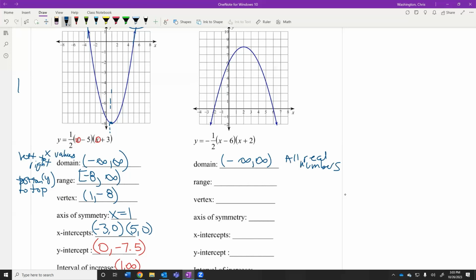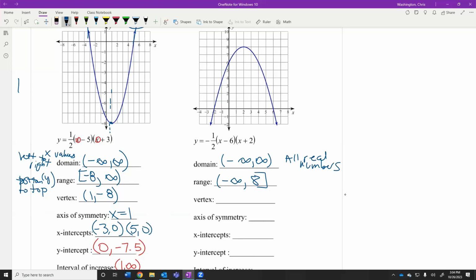The range. What is the minimum y value on the graph? Well, there really is no minimum because the graph's going to go down forever. So we're going to start at negative infinity. What's the maximum y value on the graph? Like we get to a point we can't go above. That is 8. And 8 gets a bracket because 8 is included on the graph. Like that point is on the graph. So we have to include it.